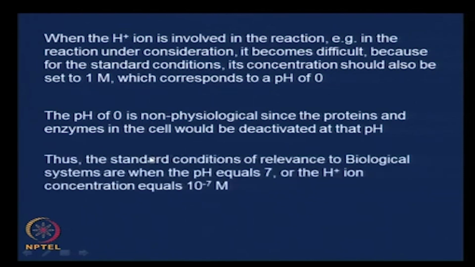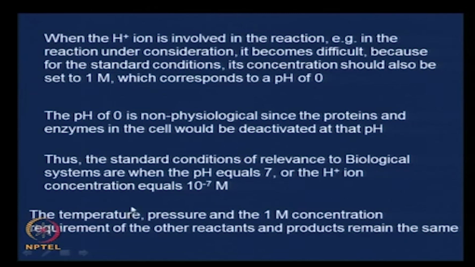and the pH of 0 is non-physiological, since the proteins and the enzymes in the cell would certainly be deactivated at that pH. And therefore people came up with a different set of standard conditions of relevance to biological systems, and that is the pH is taken to be equal to 7, or the hydrogen ion concentration is taken to be equal to 10 power minus 7 molar. Whereas the other standard conditions, the temperature 25 degrees C, pressure 1 atmosphere, and the 1 molar concentration requirement for all the other reactants and products remain the same. I hope you recall this now.